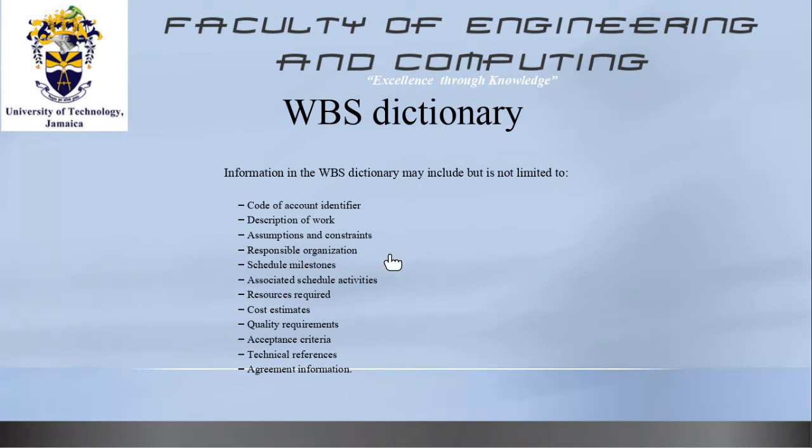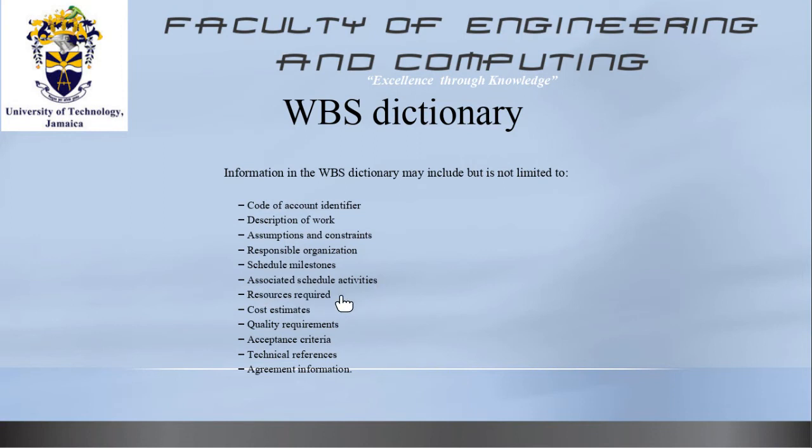Responsible organization. You have already done your OBS integration with your WBS, so you can indicate who is responsible, or what unit within the organization is. What are your scheduled milestones? You will need that. Associated scheduled activities, you need that.